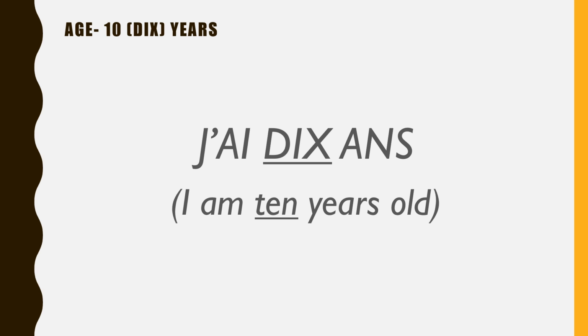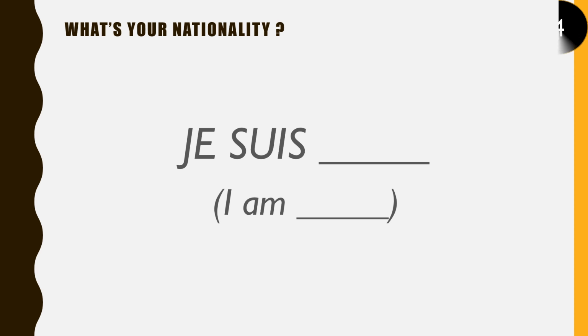Let's imagine that you are 10 years old, and 10 in French is called dix. So here you'll say j'ai dix ans. I am 10 years old. J'ai dix ans.